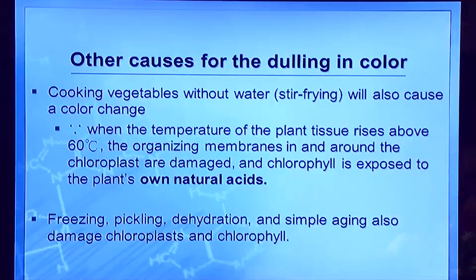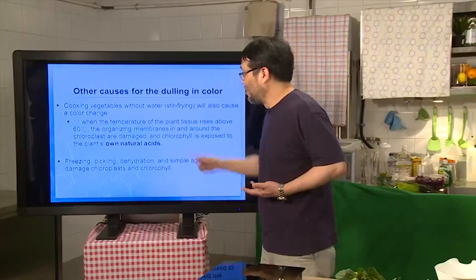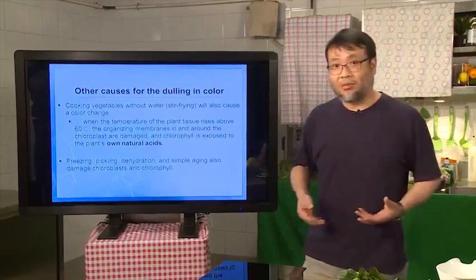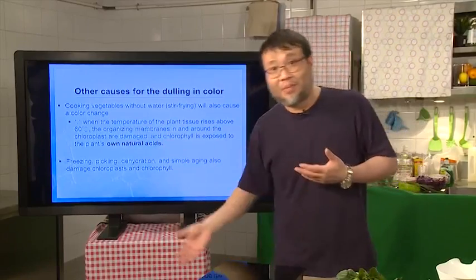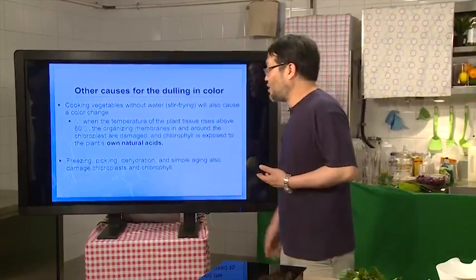The chlorophyll would then be exposed to whatever soup is in the vacuole inside the cell. And remember, in the vacuole, usually they are very acidic. So this own internal acid, when it encounters chlorophyll, also has the hydrogen ion to come in and kick out the magnesium. So therefore, the color will be dulled.